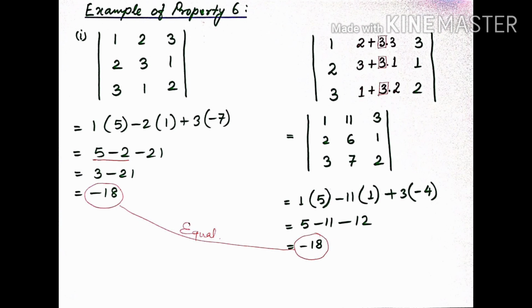Let us try to understand with this example. I have taken the original determinant here and again I have used this property with another determinant D dash. In both the cases we have solved and see that both the results are the same. Hence this is how we can prove the sixth property.